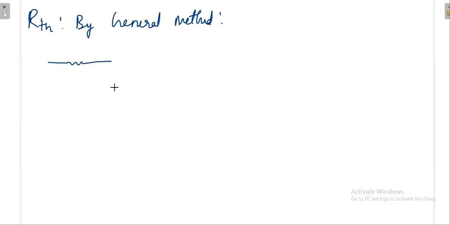Now R Thevenin by the general method. General method in the sense test voltage and test current, because you want to find out R Thevenin. But for R Thevenin, some procedure is there. What is R Thevenin? Resistance looking from the load by removing all the other effective sources. Okay, so I'll draw first. This is our network. I'll draw 2 ampere, then finally I will remove.